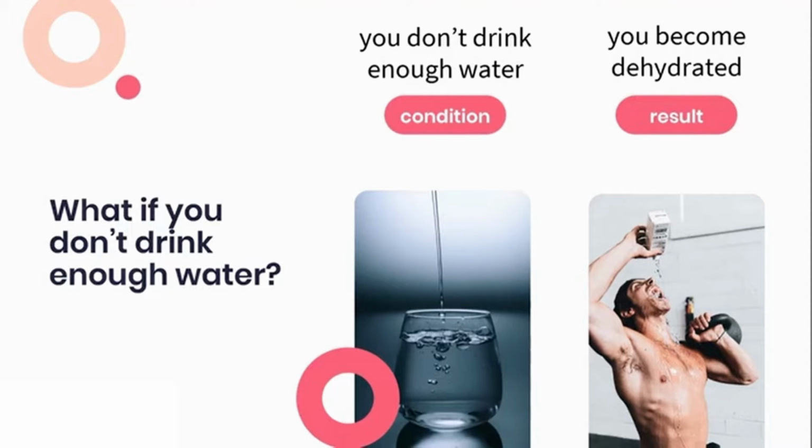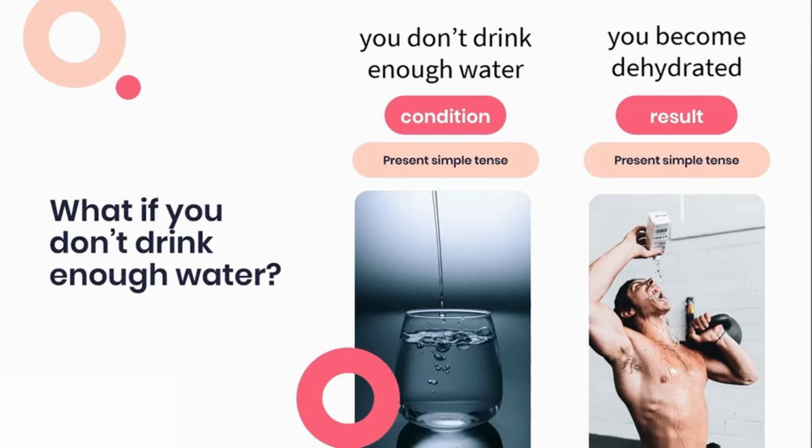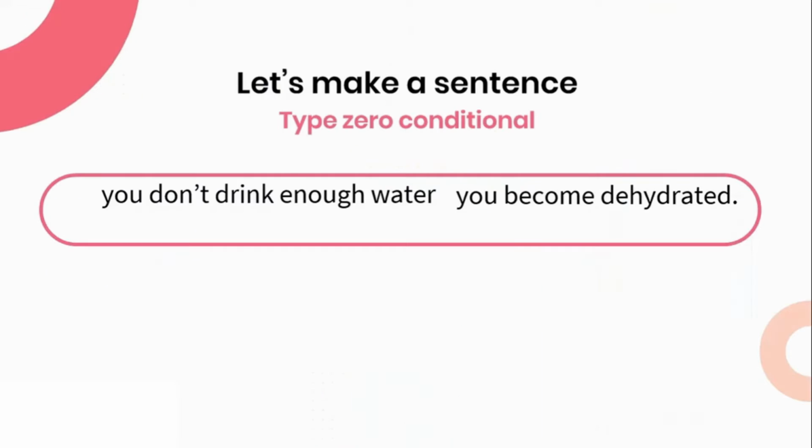Now, let's talk about the tenses. In what tense is the condition? It's in present simple tense. And in what tense is the result? It's also in present simple tense. As you learned in the last lesson, this is the rule for type 0 conditional sentences. Both the condition and the result are in present simple tense. That's because we usually use present simple tense to talk about facts.